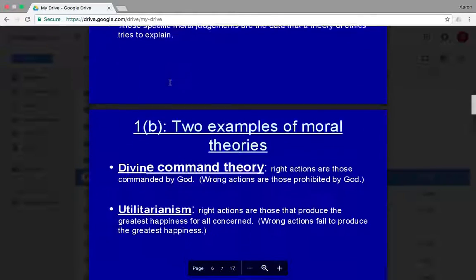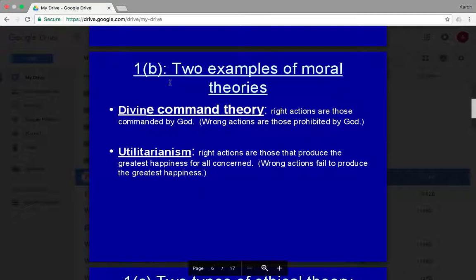Now, let's turn our attention to question 1b. Perhaps some examples of such theories will help. Vaughan offers us a historically influential religious theory and an influential secular theory as his initial examples of ethical theories. The first theory he mentions is a divine command theory, and the second is utilitarianism.